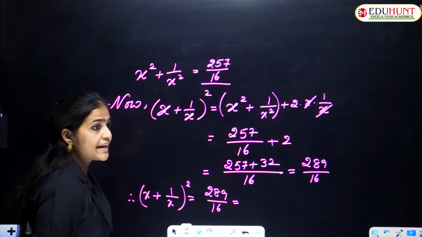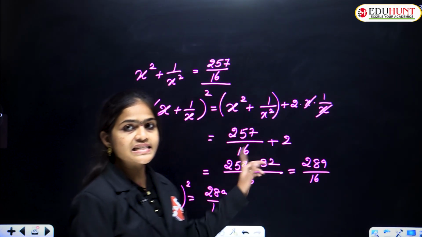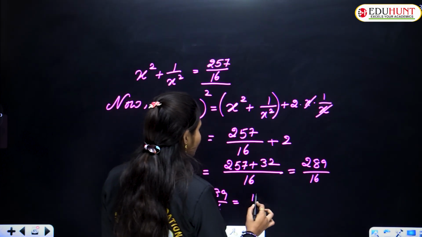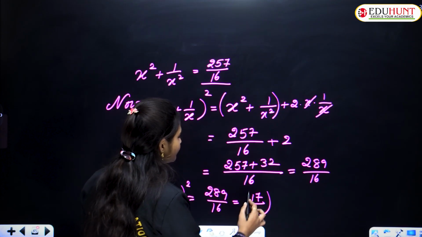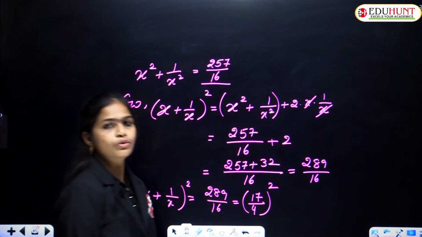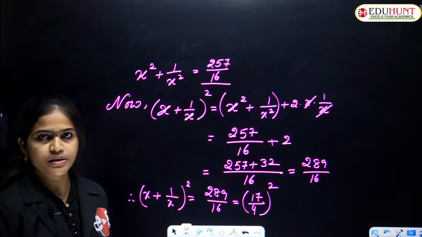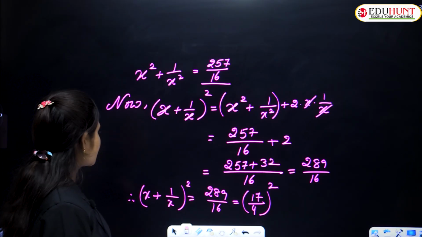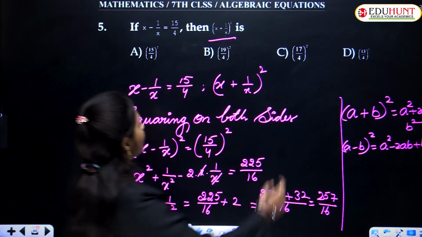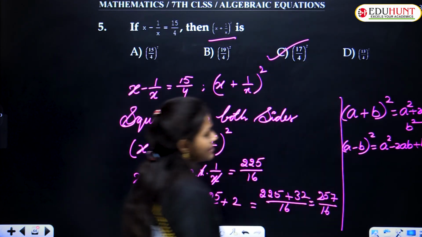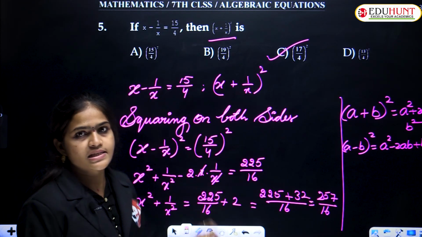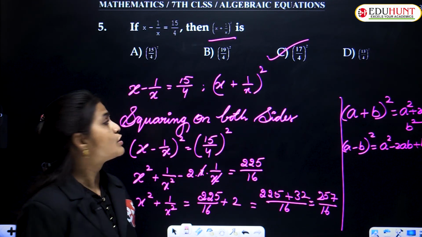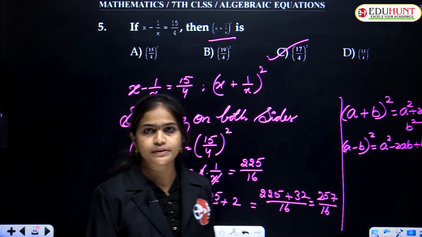So 289 is a perfect square. So its square root is 17, and the square root of 16 is 4. So (17/4) whole square. Okay, understood this one? So which option is correct? See here, (17/4) whole square. So option C is correct. 17 square is 289, and 4 square is 16. Am I clear to you? So this is question number 5.